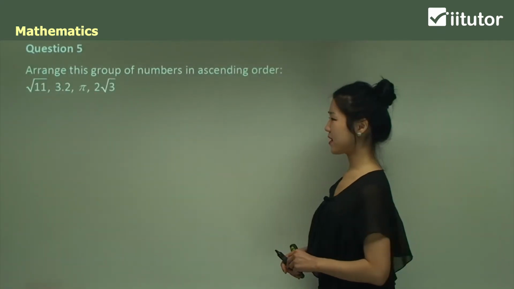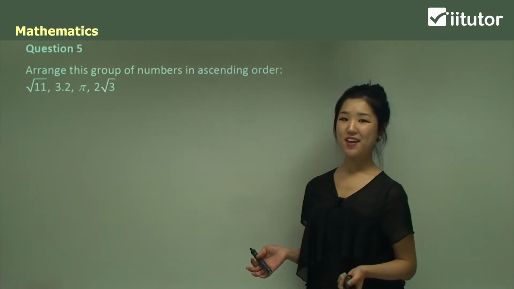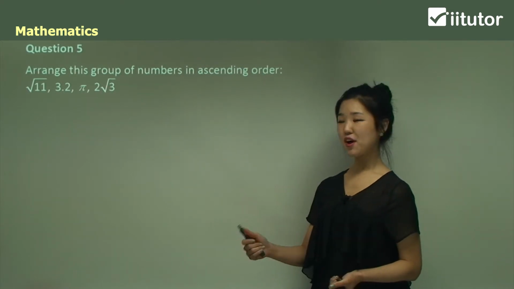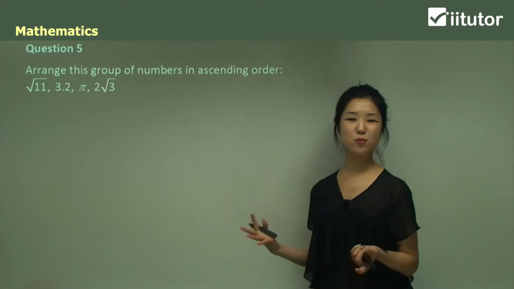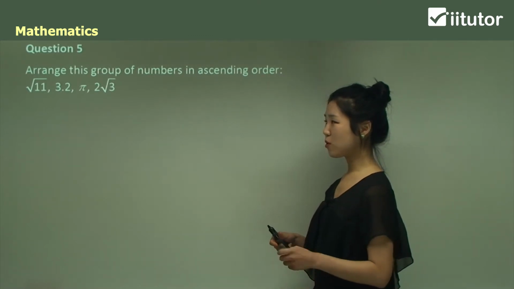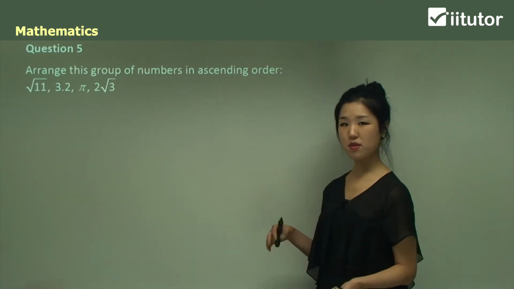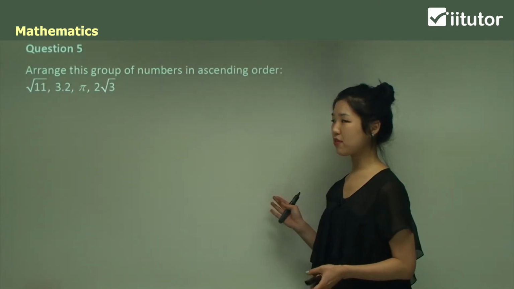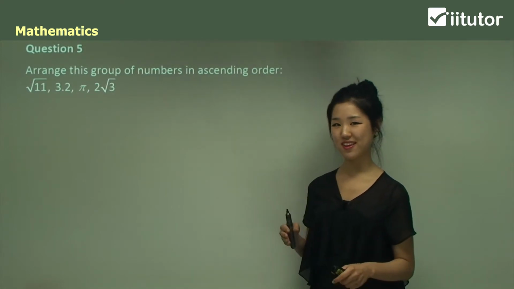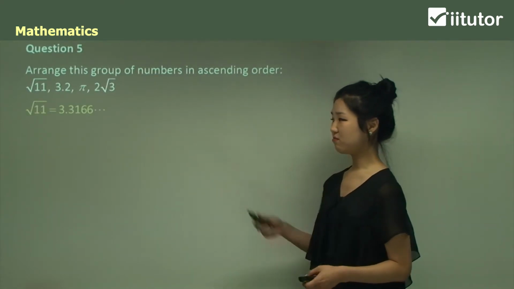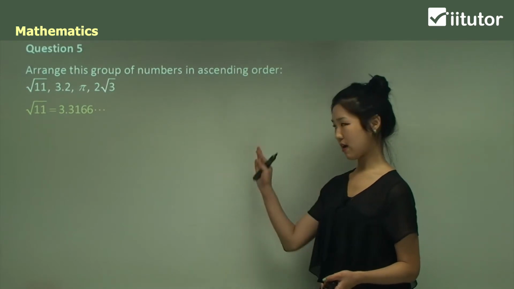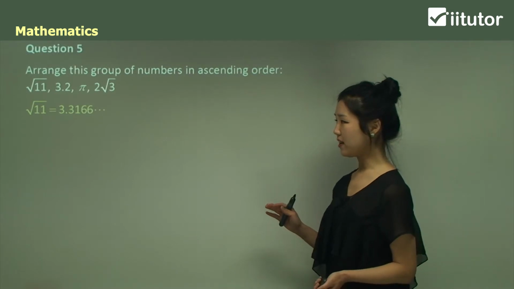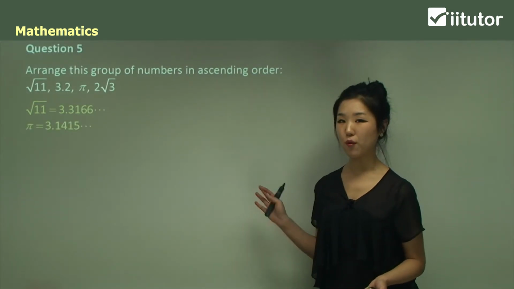Question 5. Okay, we're going to arrange this group of numbers in ascending order. So what does ascending mean, guys? Ascending is simply from smallest to largest. So we have to find which one is smallest and which one is largest, right? Now this one is all in different types. Some of them are square root, some of them have decimals, some of them are pi, so we have to convert them. I'm going to convert them all into decimals so I can compare them really easily. So starting with the root 11, that's 3.31, isn't it, as a decimal? Now 3.2 is already in a decimal, so I won't change that one. Now pi, it's 3.14, yeah?